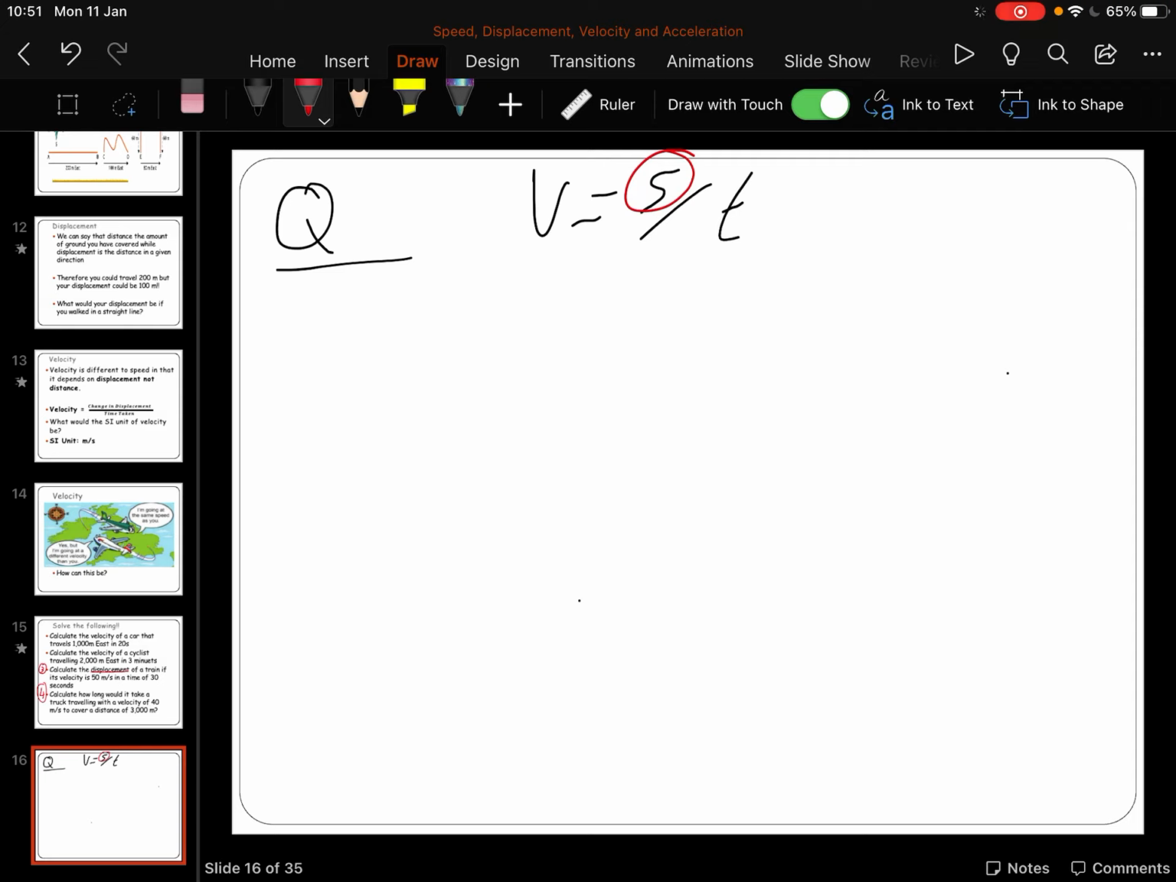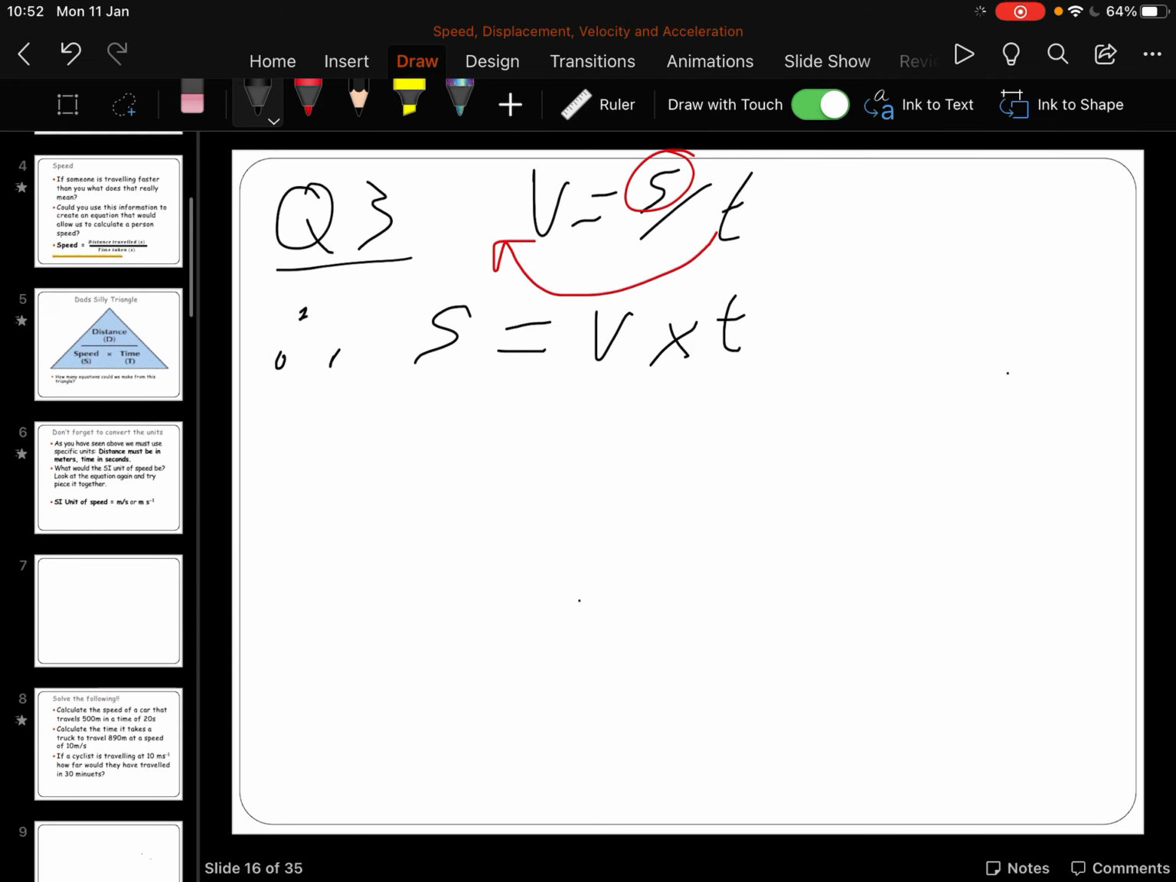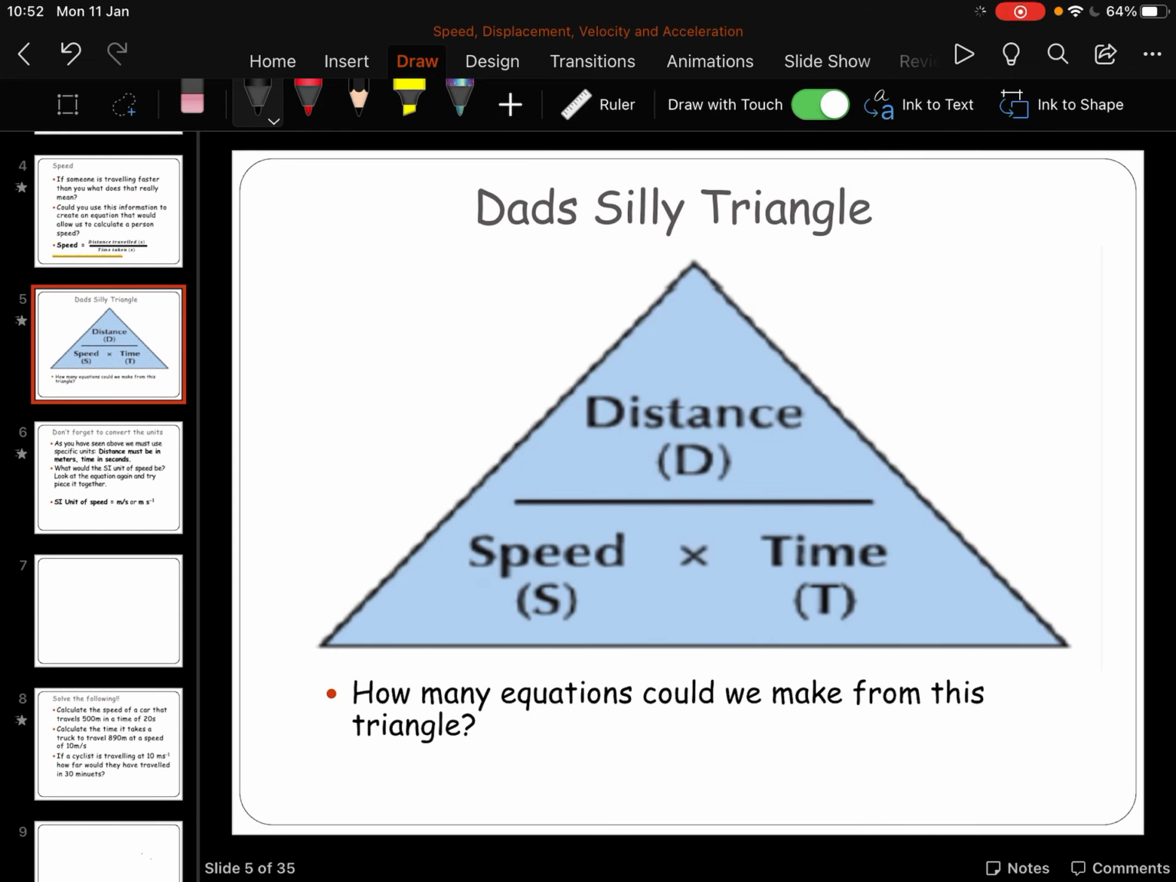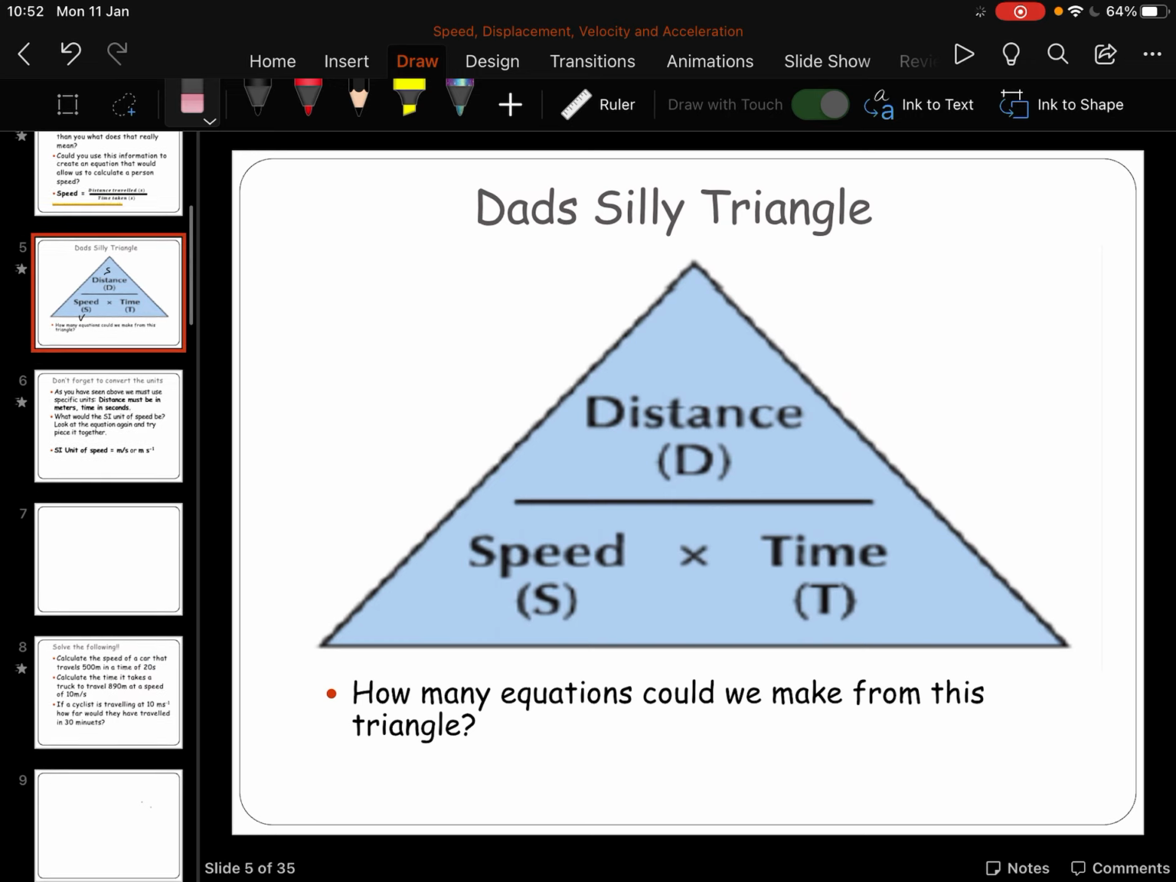Displacement is S. So if velocity equals displacement divided by time, how do we get rid of the t? You bring it up here and you multiply it across. So therefore, displacement equals velocity multiplied by time. It's very similar to Dad's silly triangle, if you imagine it, because you have velocity, displacement, and time. So it works on the same principle, really.